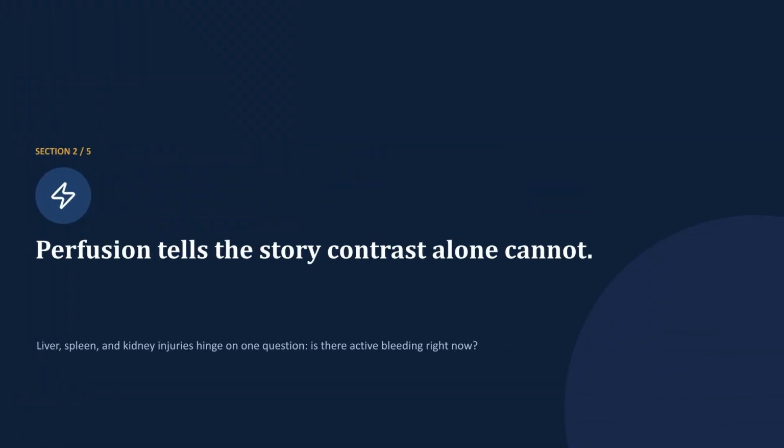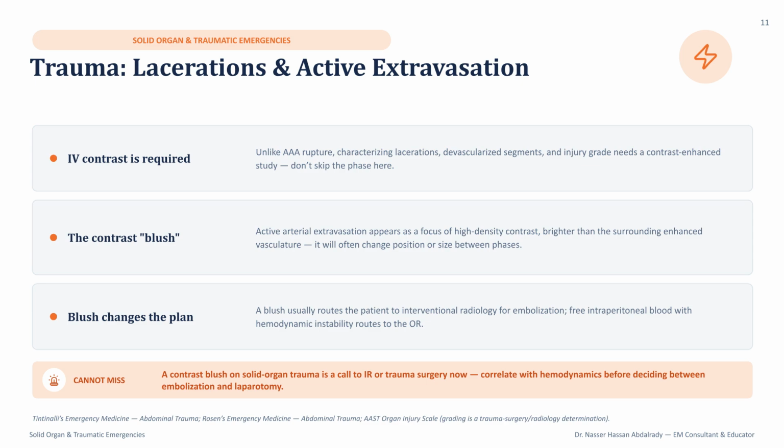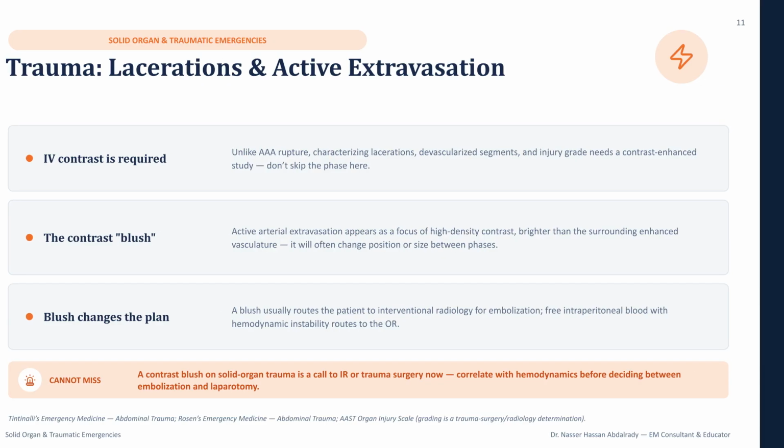Moving to solid organs, perfusion is vital. When evaluating trauma to the liver, spleen, or kidneys, the primary goal is to identify if active bleeding is present. For solid organ trauma, contrast is required. Look for a contrast blush, which indicates active extravasation. This finding often dictates whether a patient requires immediate IR embolization or surgery.